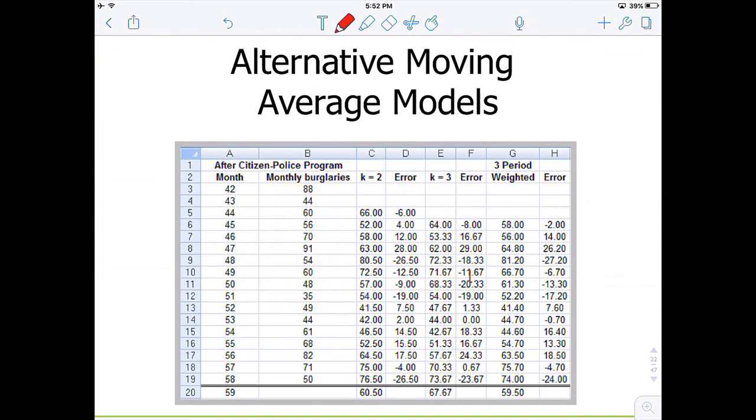There are some other alternative moving average models. So for example, instead of k is equal to 3, this time you are going to take the most current 2 data points because k is equal to 2 here. So you have a forecast for month 44 here because now you can use only these 2. Okay? For k is equal to 3, you can use them.